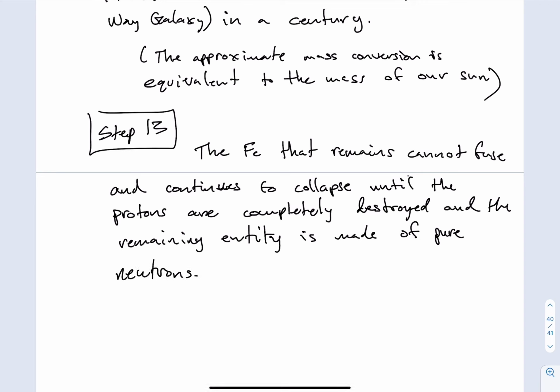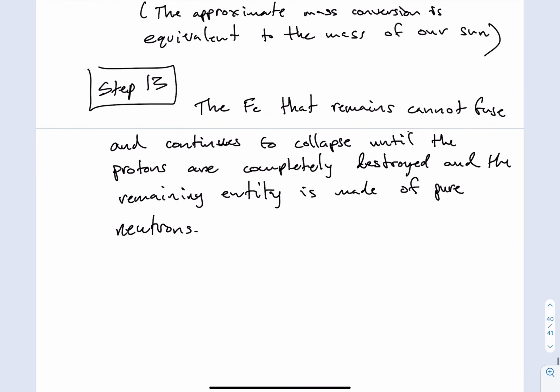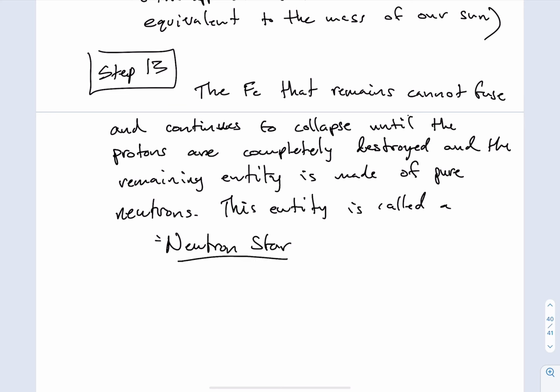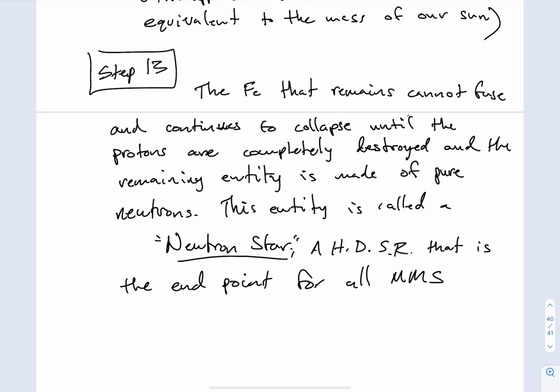If you're having trouble trying to perceive what a pure neutron is, that's fine. We don't really get this. Neutrons aren't stable on their own. They should have no charge. But these neutrons seem to stick together in an extremely dense entity that we call a neutron star. A neutron star. A high density stellar remnant that is the end point for all medium mass stars.